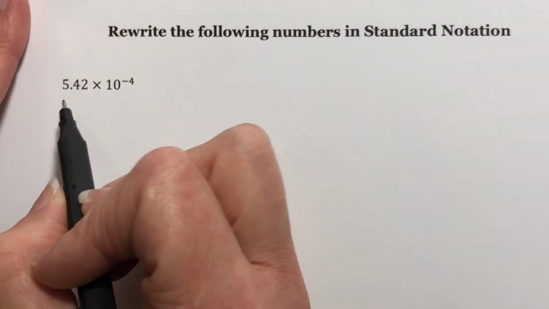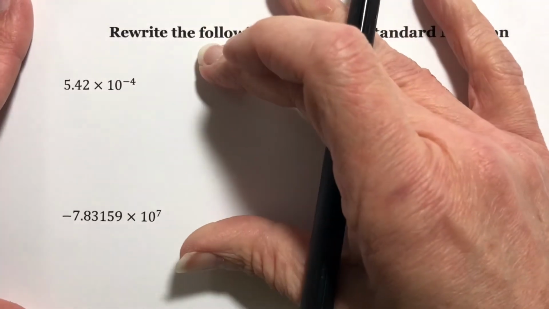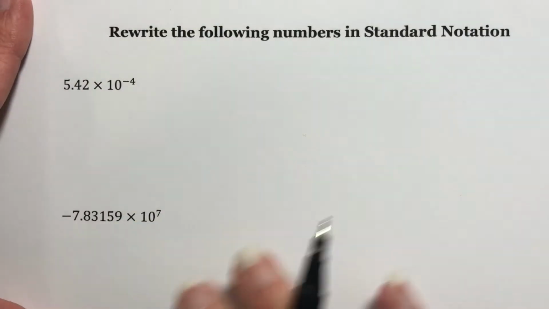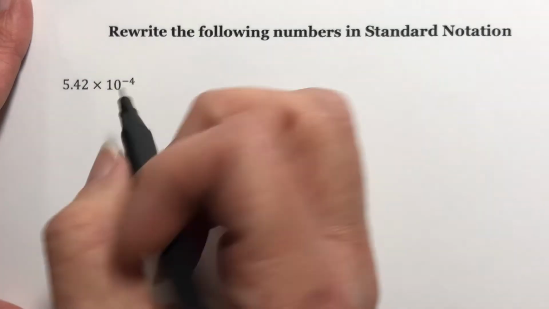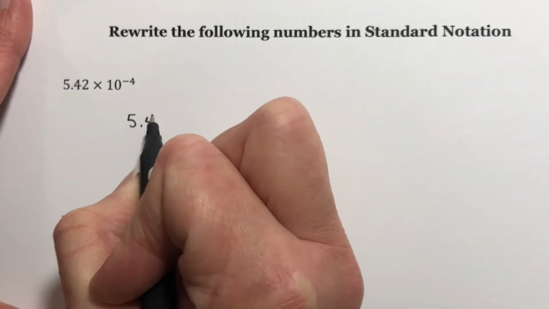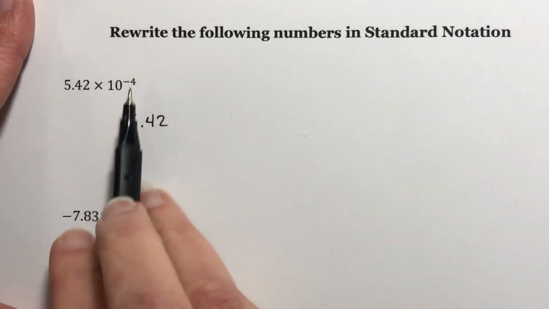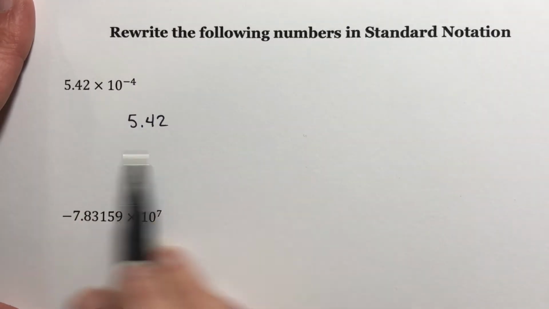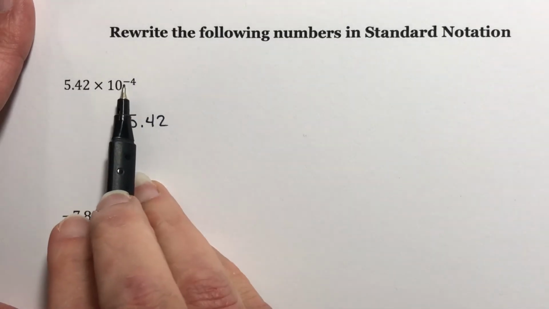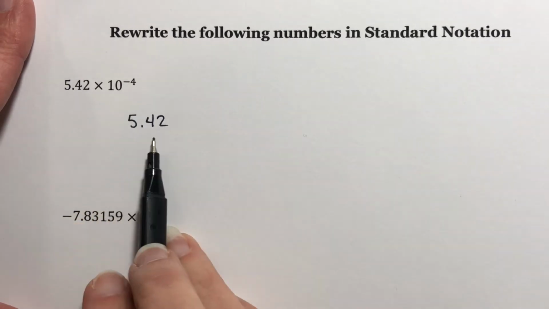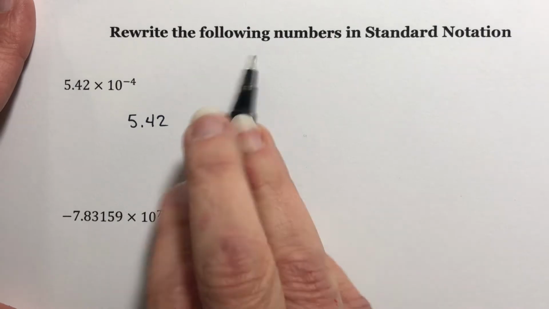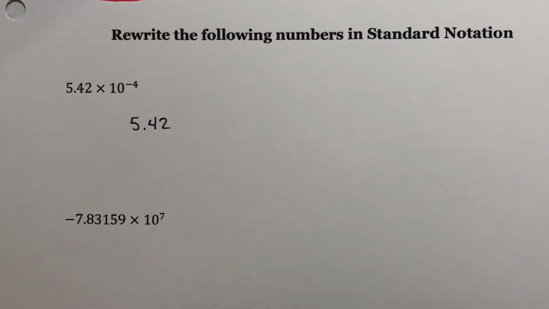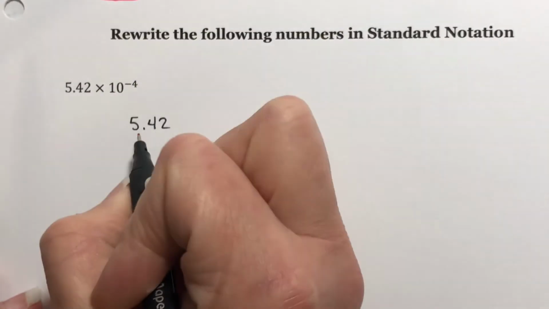Okay, so when you're going from scientific into standard, your first step is usually kind of ugly. What I want to do is take 5.42, and I know I want to move my decimal point 4 spots. It's just a question of which direction. This is a negative exponent, so this number should be getting smaller. If I start moving my decimal over here, it's getting bigger. So I'm going to take this decimal and move it 4 spots.